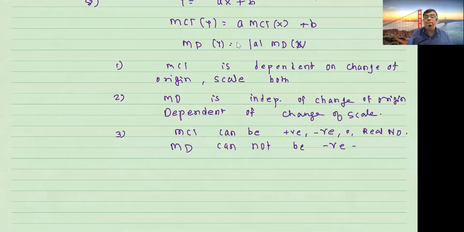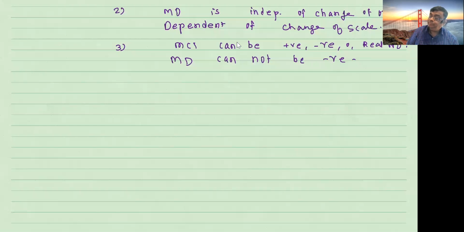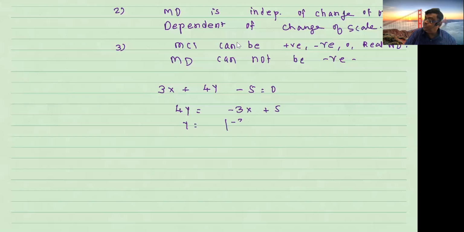It can't be negative. Now try to understand. If they give me like 3x plus 4y minus 5 is equal to 0, you have to put it in what form? You have to bring it in the form y equal to something. So 4y is minus 3x plus 5, and hence y is equal to minus 3 by 4 x plus 5 by 4.